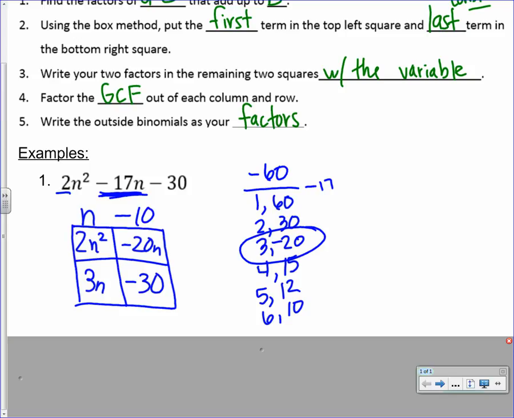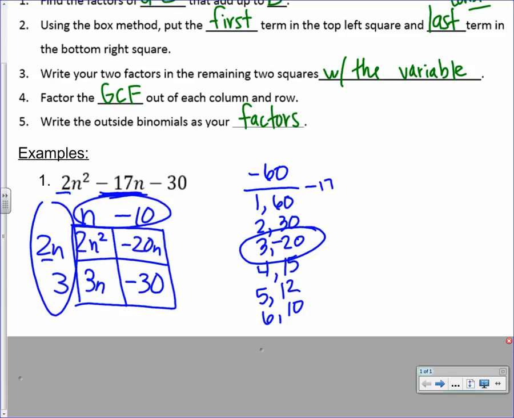Now we go to this row: 2n squared and negative 20n. What's the greatest common factor? A 2n. And this row? A 3. Now, what's a way that we could check to see if we factored correctly? Multiply them. If you multiply 2n times n, is it 2n squared? If we multiply 2n times negative 10, and so on, you can easily check to see if you're right. And then your factors are just right here.